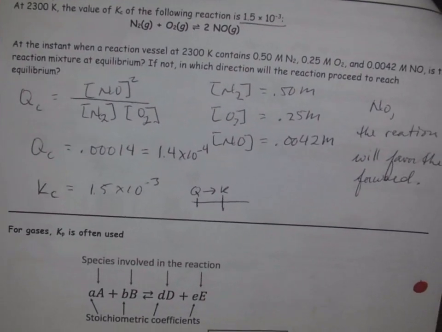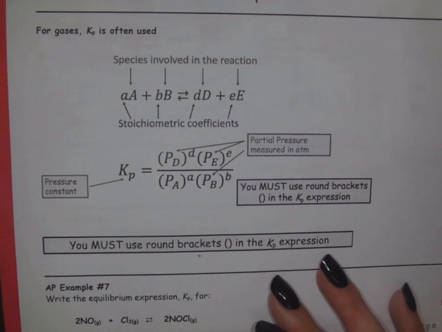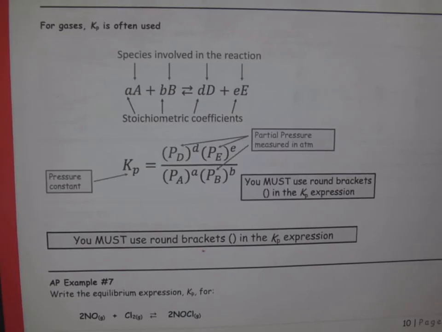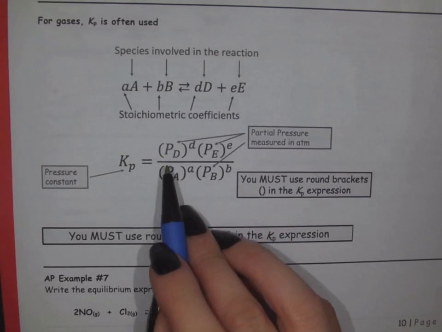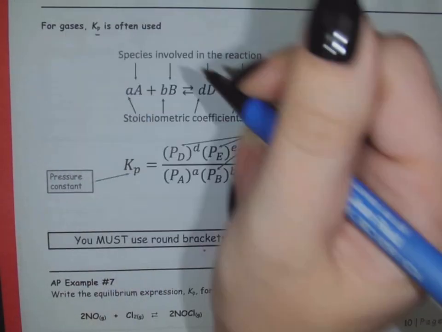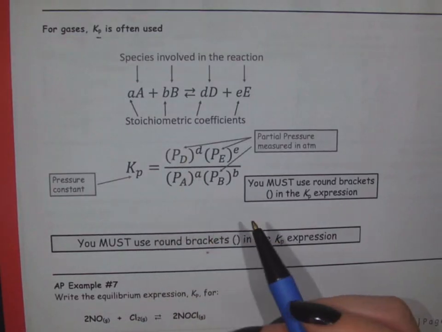Until it gets there. Great. Now, in addition to KCs and QCs, we also have KPs and QPs, and I'm not going to spend a lot of time on this. The only difference between them is that these are pressures instead of concentrations. So if it says KP, then you need to do the pressure. If it says KC, you need to do the concentration.